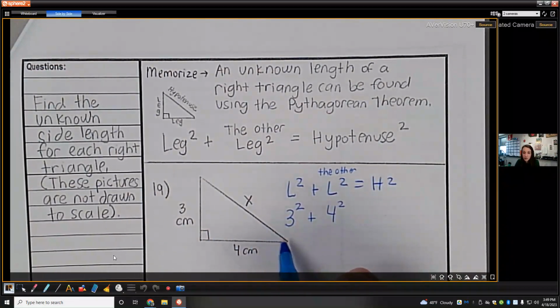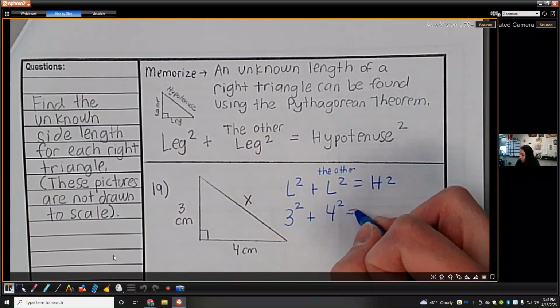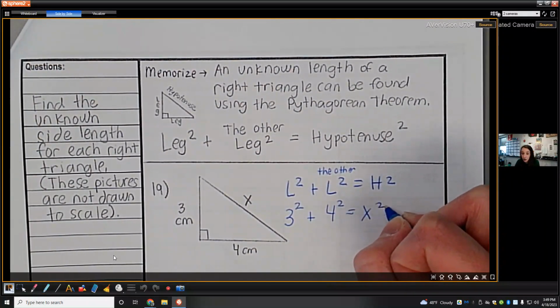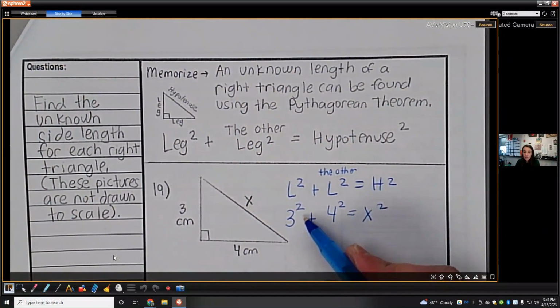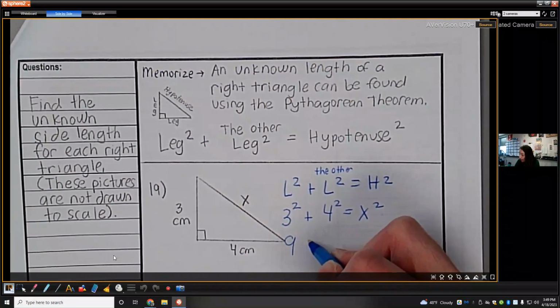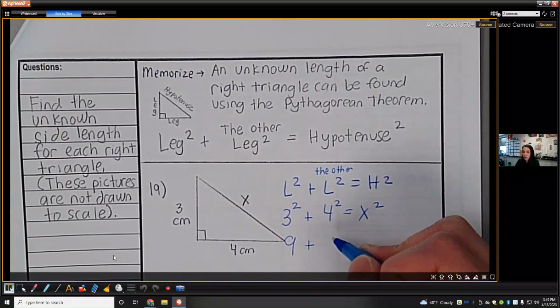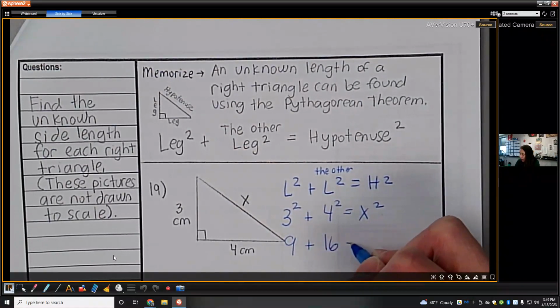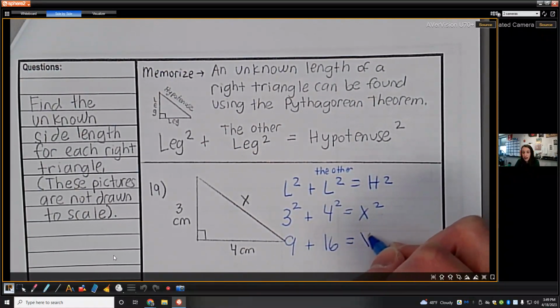The length of the hypotenuse is represented by the variable x, so that's what I'm going to write over here, and I'm going to square that. Well, 3 to the second power, that's 9. And I've got to add to it 4 to the second power, which is 16. And I need to bring down my equal sign and my x squared, or x to the second power.